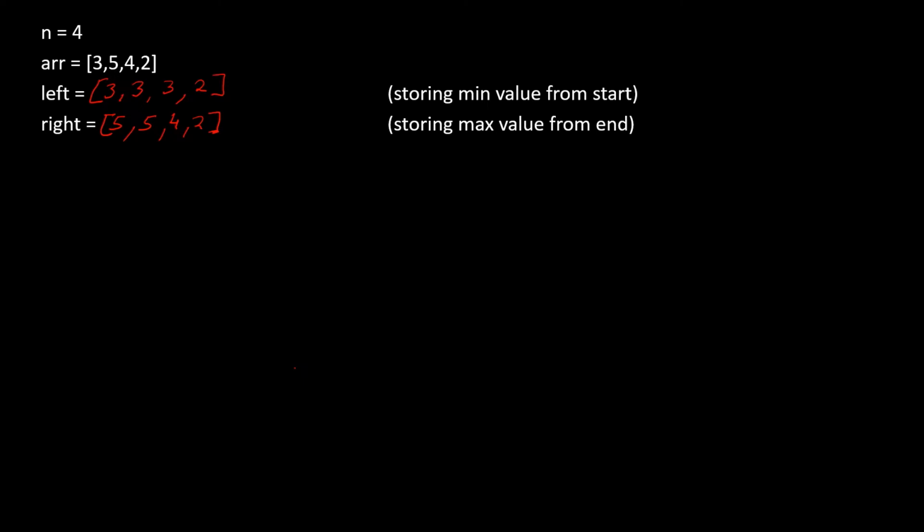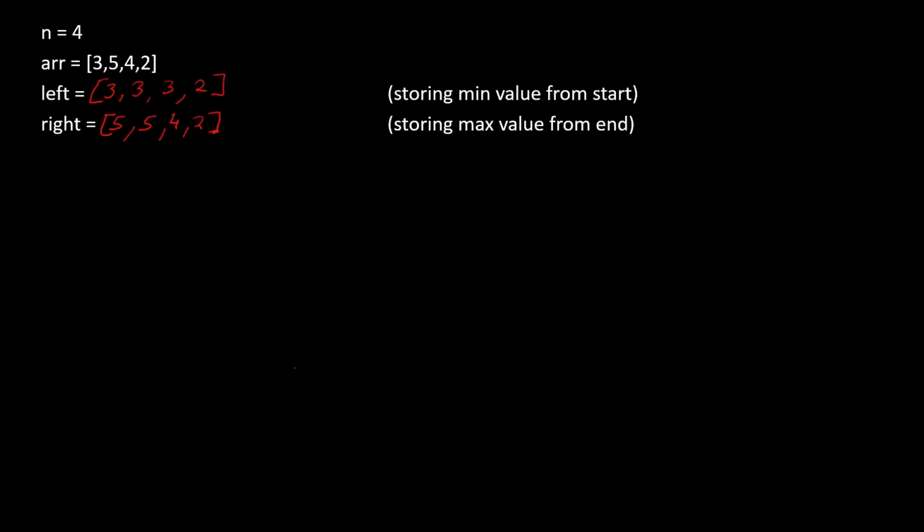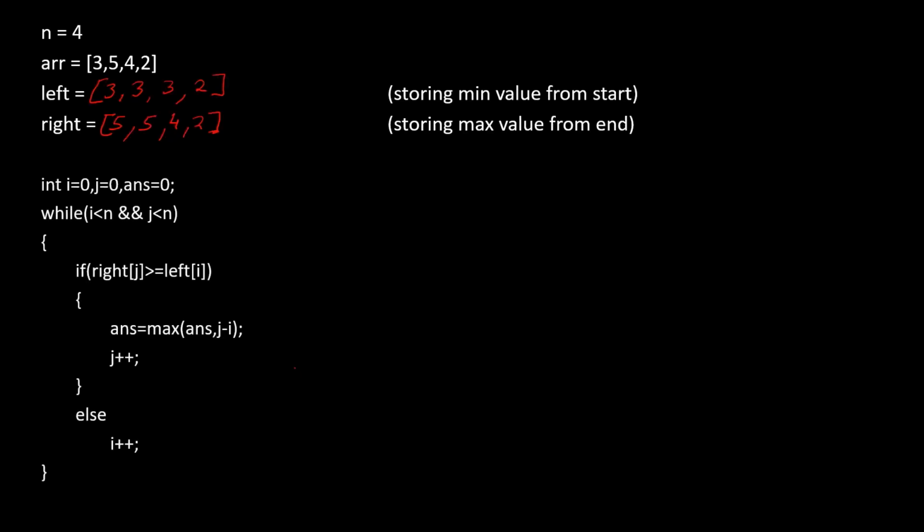Now let's understand this fifth point, that is, while traversing, we have to check the condition. Here I have initialized i equal to 0, j equal to 0 and answer equal to 0. We will run a loop till i is less than n and j is less than n. Now we will check the condition. If right of j is greater than or equal to left of i, then we will update our answer and we will do j plus plus, that is, we move to the next element in the right vector. Otherwise, we will do i plus plus, that is, we will move to the next element in the left array.